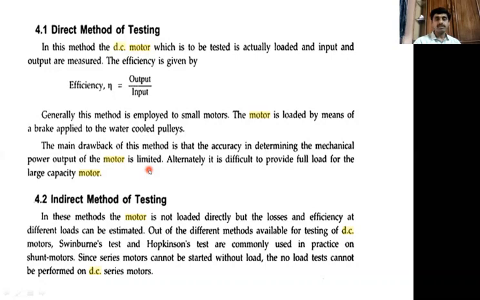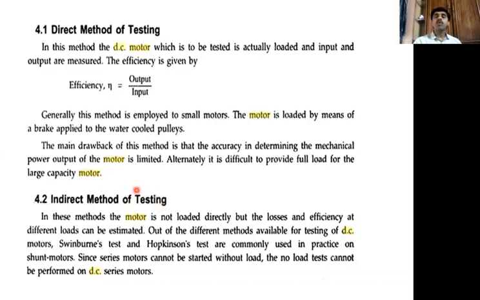It is difficult to provide full load for large capacity motors, because for the sake of testing, it is uneconomical to load the motors up to full load condition. For small motors, it is okay, but for large size motors, it is a waste of power. It is not economical. So that's why you go for the indirect method of testing.